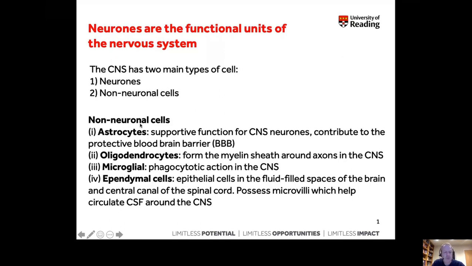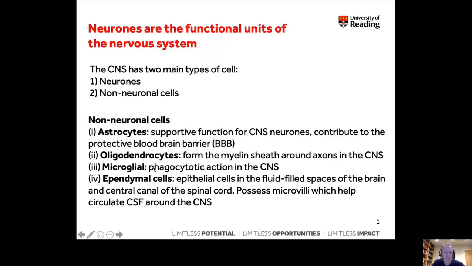So astrocytes are so named because they're star-shaped. They've got a star-shaped appearance, star-shaped morphology. They perform a supportive function for central nervous system neurons, and in particular they contribute to the blood-brain barrier. Oligodendrocytes form myelin sheaths around axons in the central nervous system. We'll talk about myelin later on. If we're dealing with myelination within the central nervous system, it's provided by these oligodendrocytes.